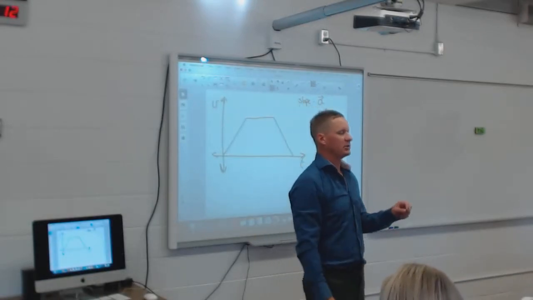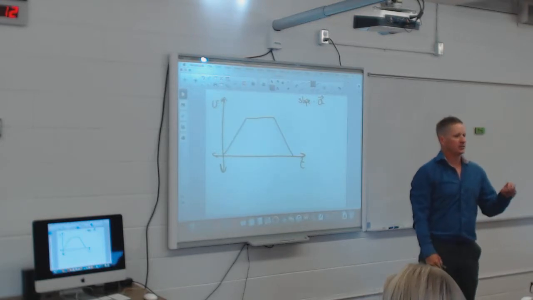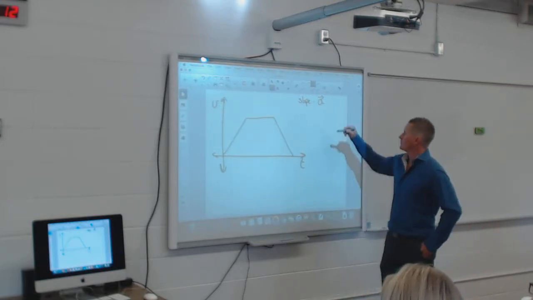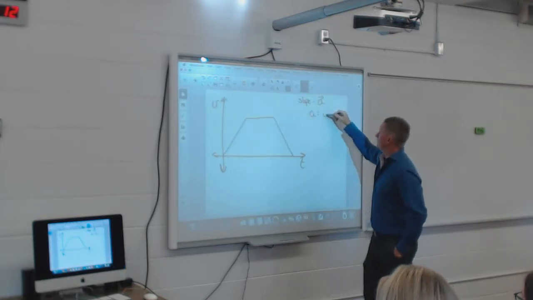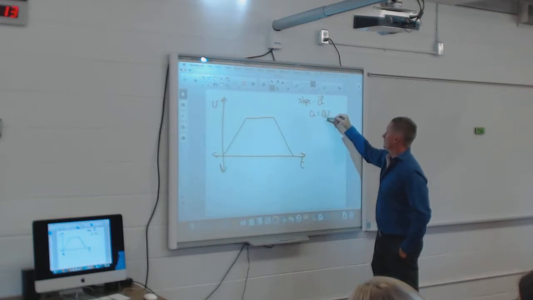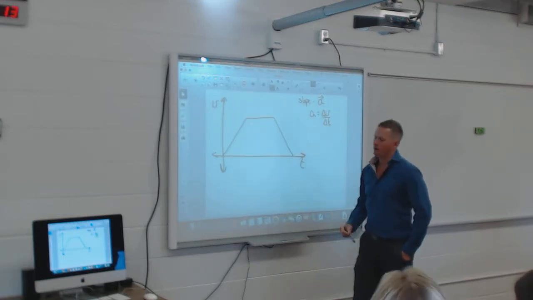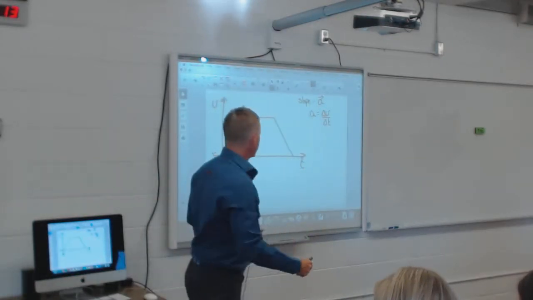In this case, your change in y is your change in velocity, and your x is your change in time, right? So we've got a is equal to change in v over change in t. All right. Now, by finding the slope, we can get the acceleration.